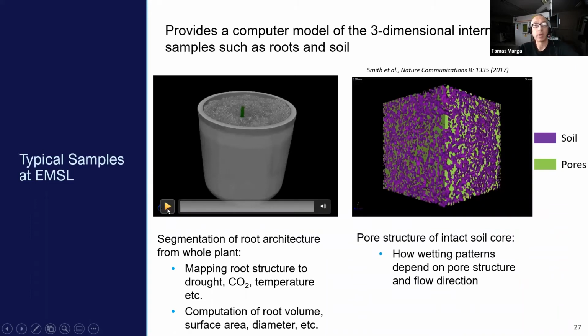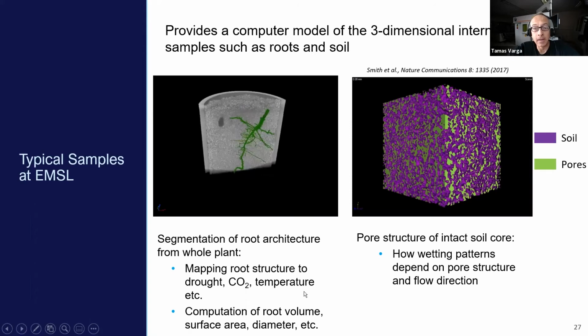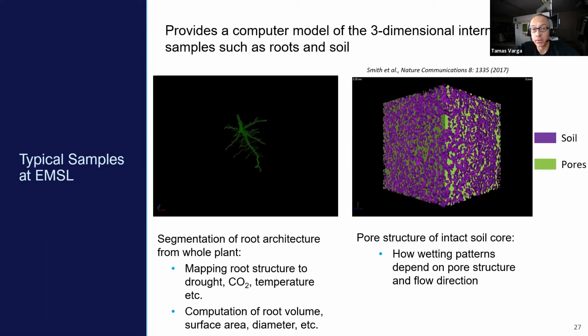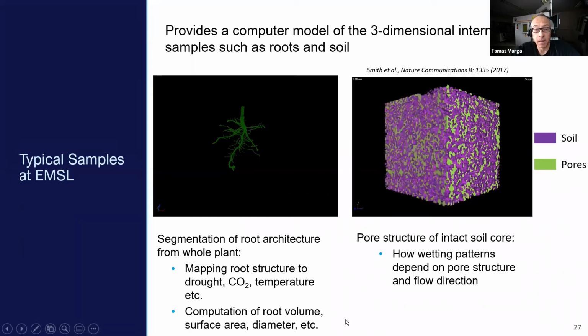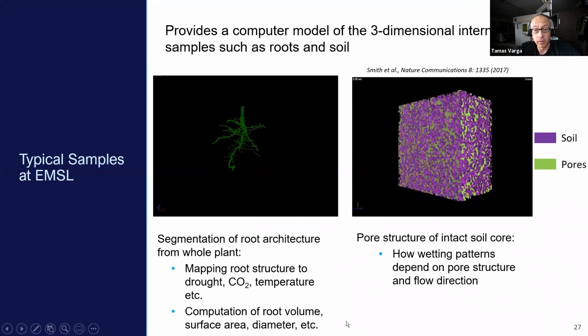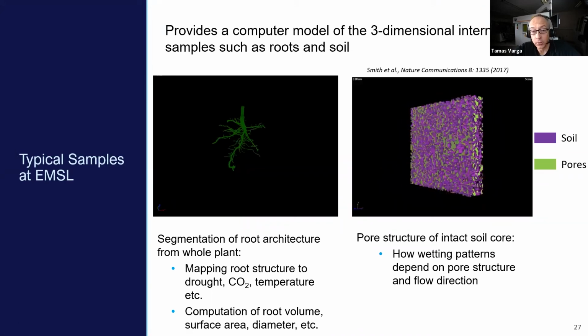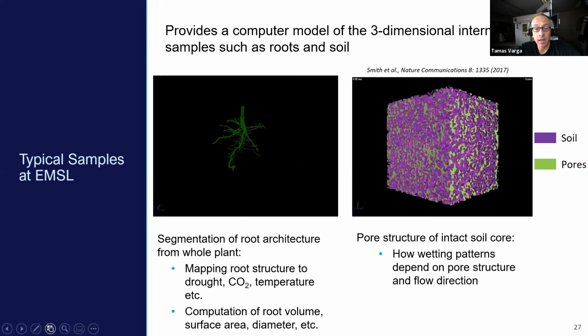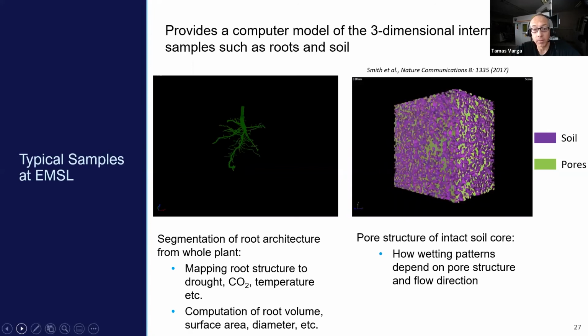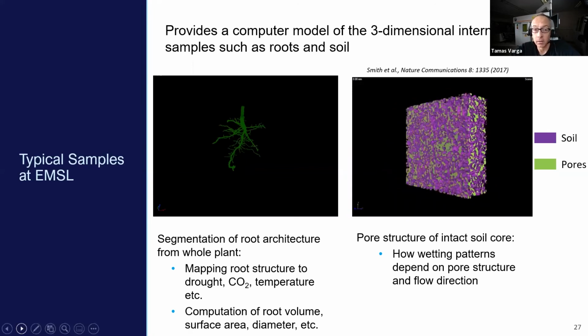So here are some typical examples of samples at EMSL. As I mentioned, we get a computerized model in 3D of the objects that we scan, and the root architecture visualization is one goal that we often have. Once we achieve this segmented root image, we can study the root structure, map it to drought, varying CO2, temperature conditions. Basically, we can study how the plant responds to environmental perturbations. And then from the segmented image, we can measure the root volume, root surface area, diameter, etc.